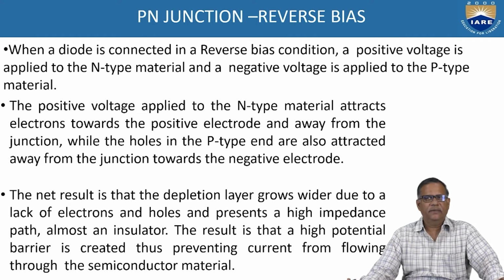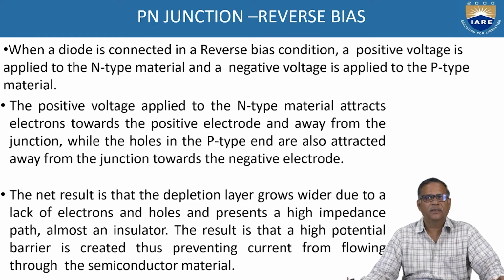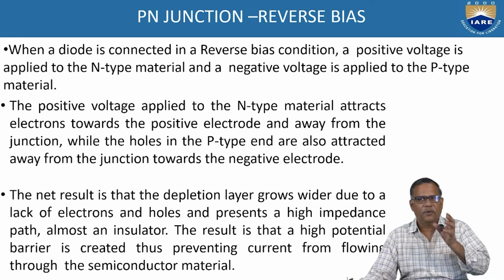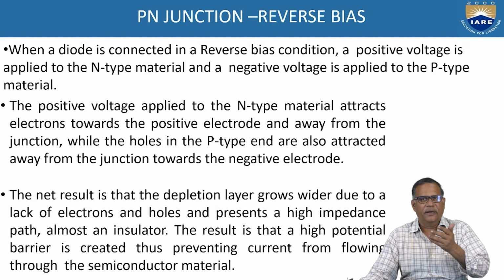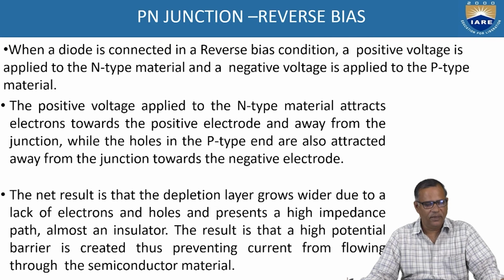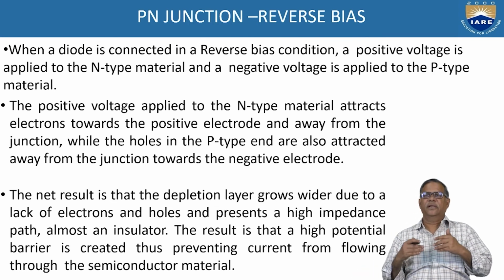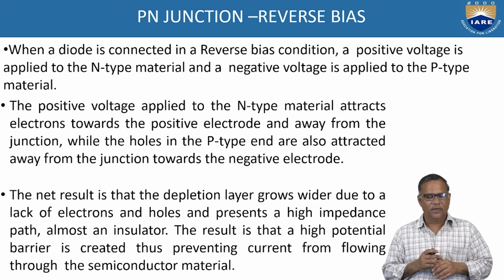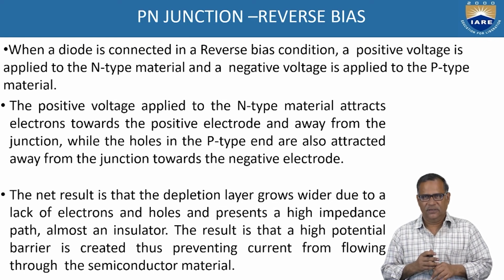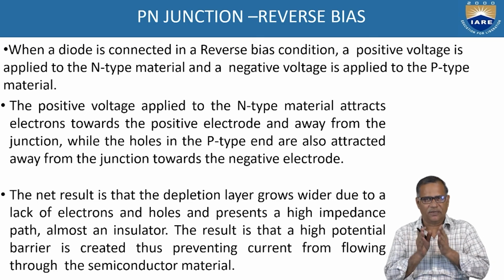When the diode is connected in the reverse bias condition, that means you are applying a positive voltage to the N-type material and negative voltage to the P-type material. When the positive voltage is applied to the N-type material, it attracts electrons towards the positive electrode and away from the junction. The holes on the P side are also attracted away from the junction towards the negative electrode. The net result is the depletion layer becomes wider due to the lack of electrons and holes, and it presents a very high impedance path for the charge carriers across the junction.